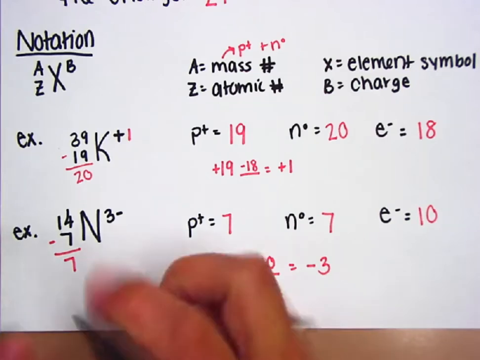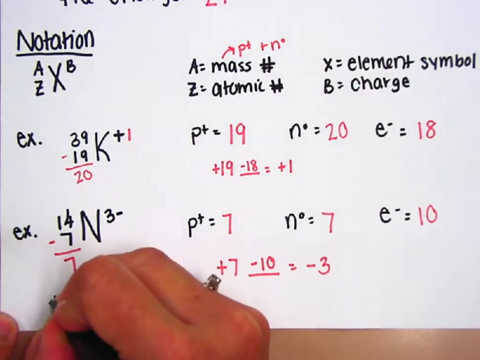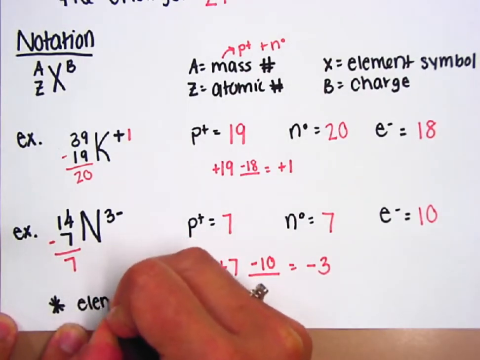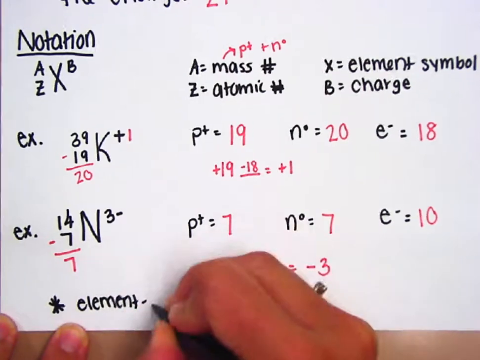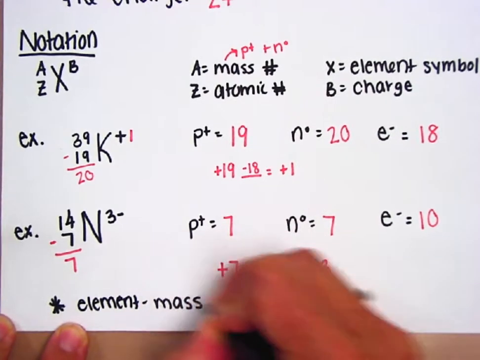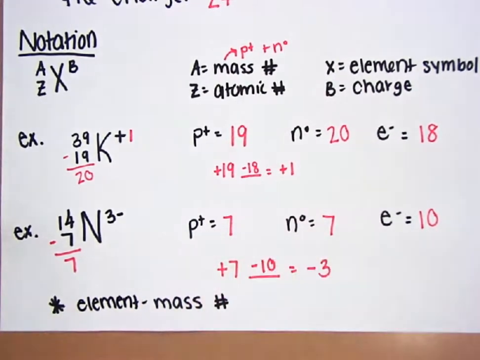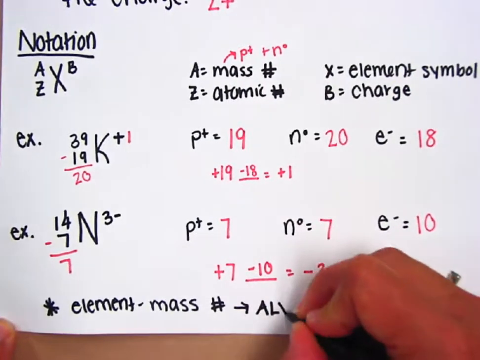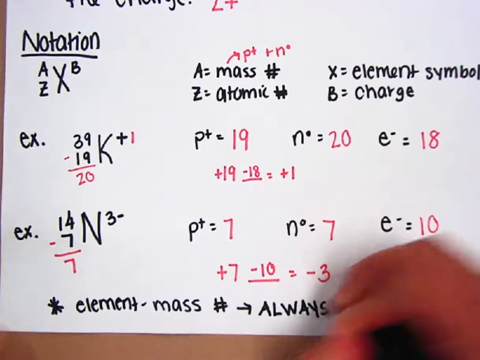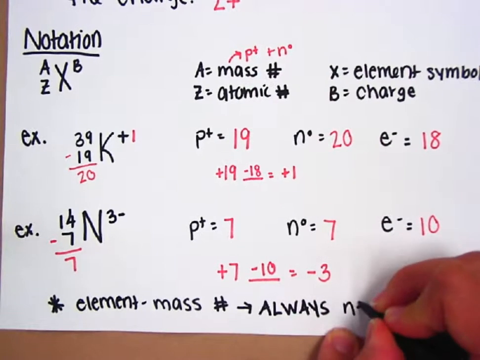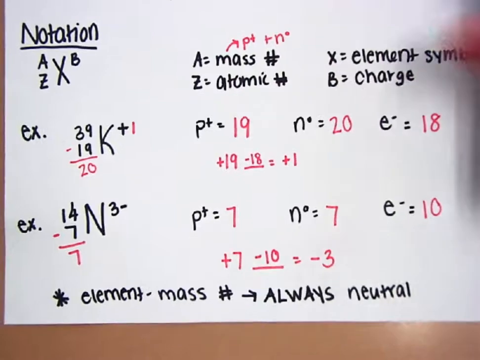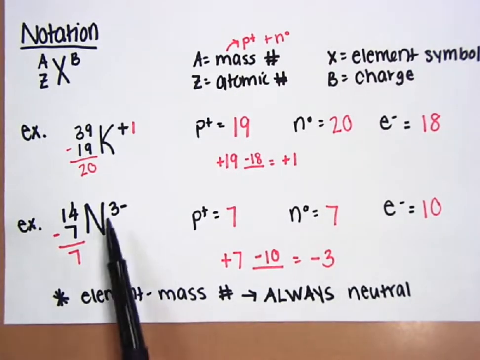Last thing really quick, last lesson we talked about the other notation system where we have element, mass number. If we're using this notation system, assume that it is always an atom. It is always going to be neutral. Typically, if you're going to have an ion, you're going to see the A to Z notation instead of our isotopic notation system.